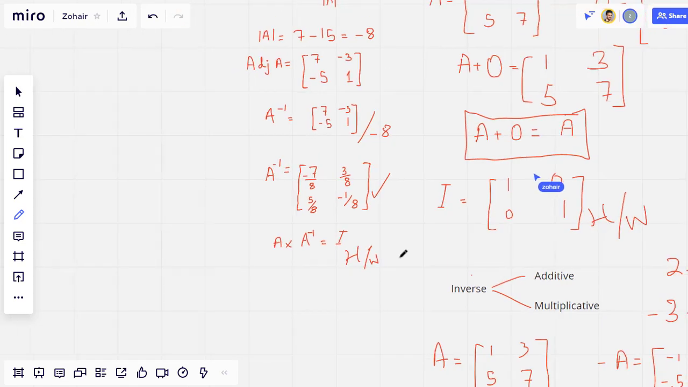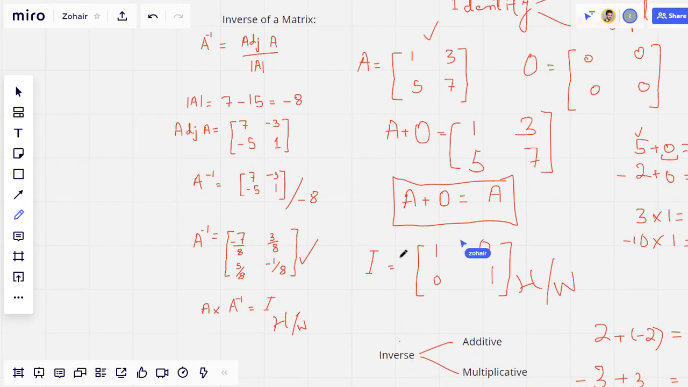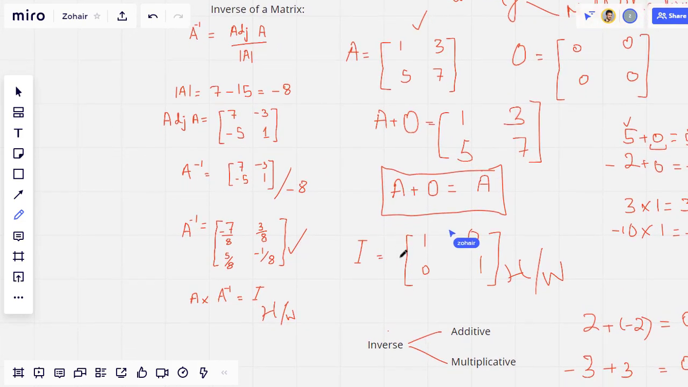Alright, so that's how you find the inverse of a matrix.